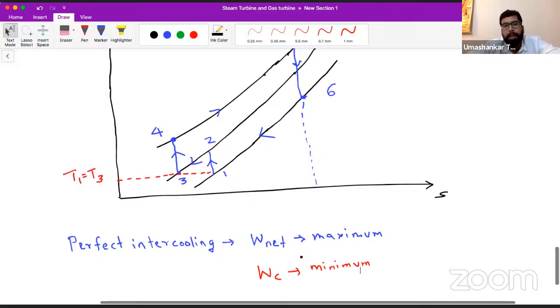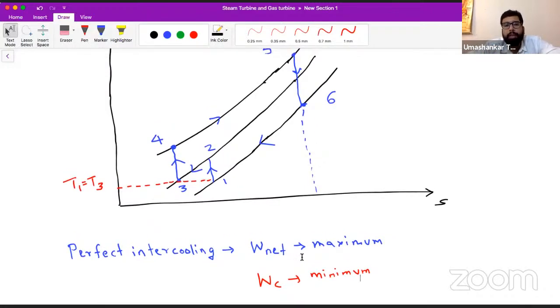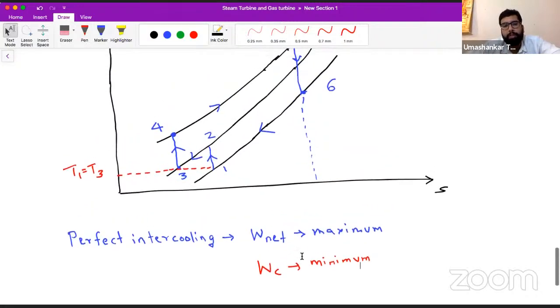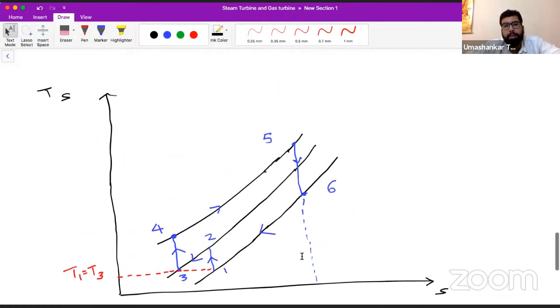But as the input data, you can consider that T1 is equal to T3. But you cannot consider that T2 is also equal to T4. We are going to see what is happening with T2 and T4 by this derivation. Don't worry, whatever will come will be in front of all of us. No need of memorizing these kind of things. Just remember this, that T1 is equal to T3.